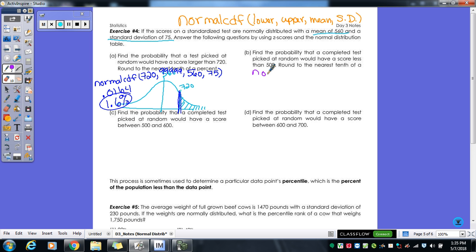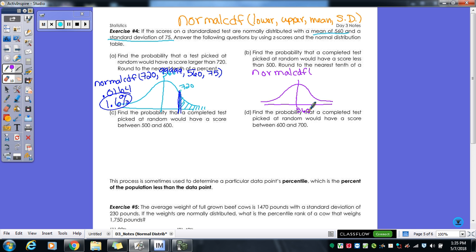Let's try our next one. I'm going to set up my normal CDF. Draw my little bell curve. Still got 560 in the middle. I didn't even read the problem yet, but it's still 560 in the middle because it's still part of the same thing.